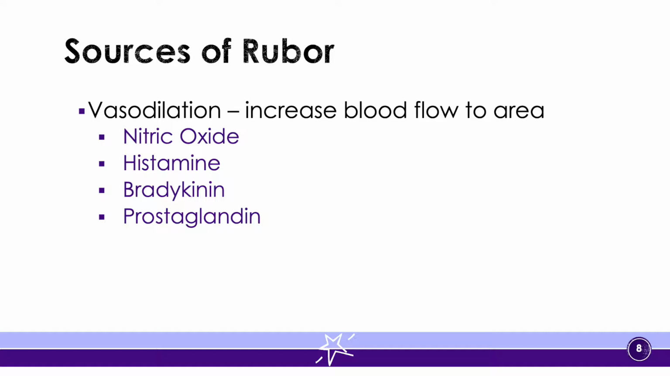And with that congregation, you can start to see the redness that's starting to occur. So we'll see nitric oxide, histamine, bradykinin, and prostaglandins all playing a part. Now, these substances are causing the vasodilation that causes this redness. We can also see that with our warmth.